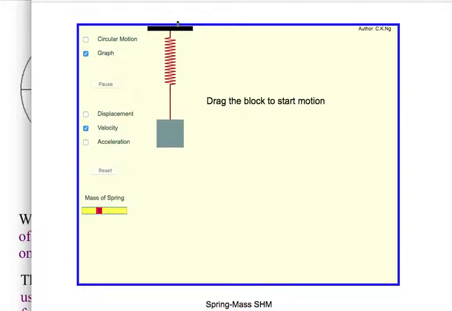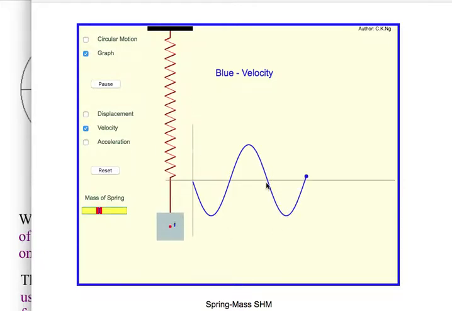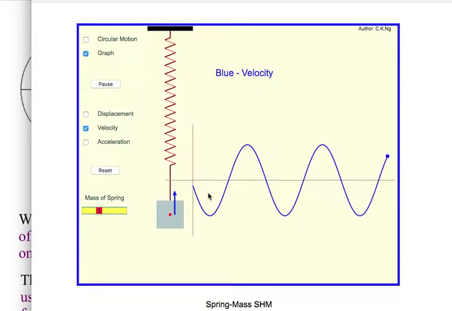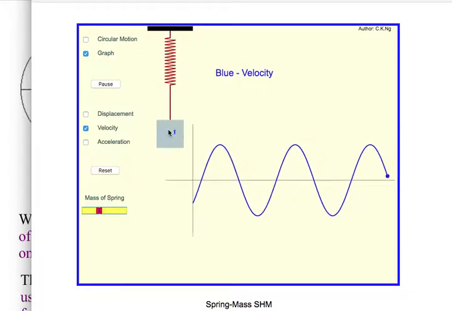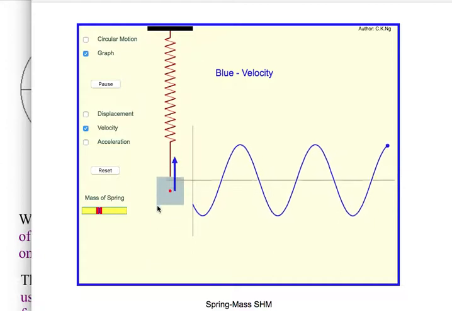Okay, trying that again. Starting at 0 velocity and then heading in the negative direction. Here we go. So this graph is showing how fast it's going, not where it is. It stops at the extremes, and it's going fastest as it passes equilibrium. This could be a little bit tricky to visualize, but hopefully it at least makes sense that when it gets to the top and bottom, that's when it stops, and when it passes equilibrium, that's when it's moving the fastest.